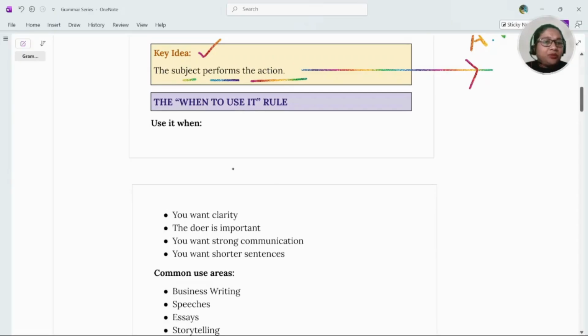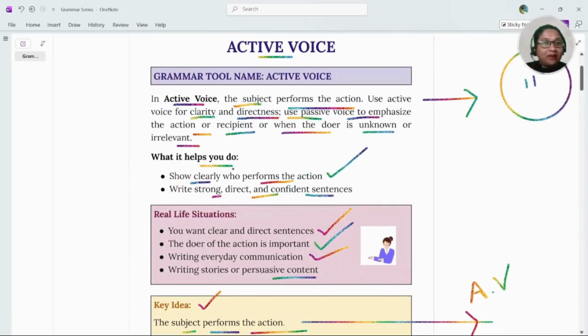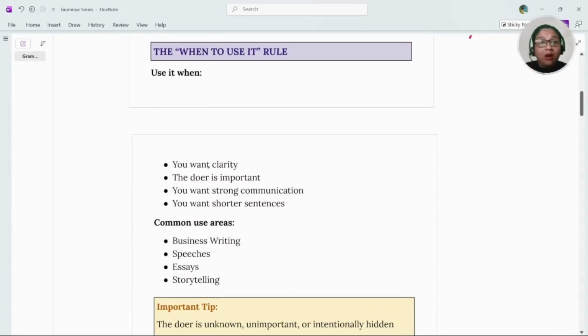So when will you use this grammatical tool, guys? I already told you again and again that when you are looking at gaining a certain sense of clarity, you're going to use it, right? And when you know that the doer or the subject is important, you're also going to use this tool. Or when you want strong communication, where whatever you're telling or constructing should direct only towards one point, you are also looking at using active voice.